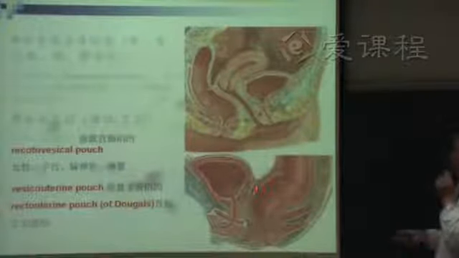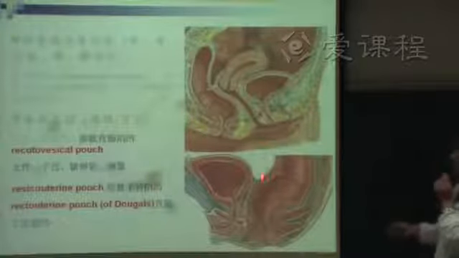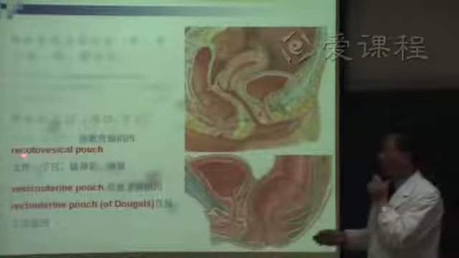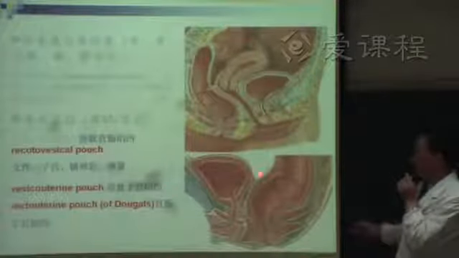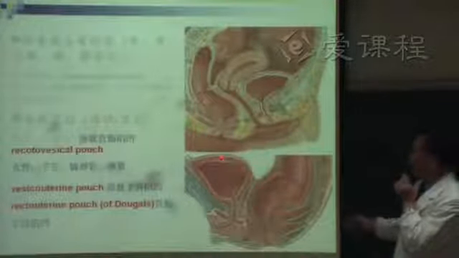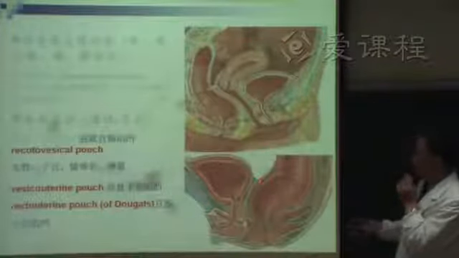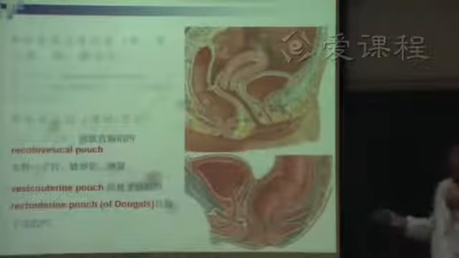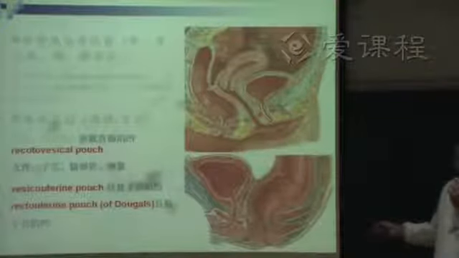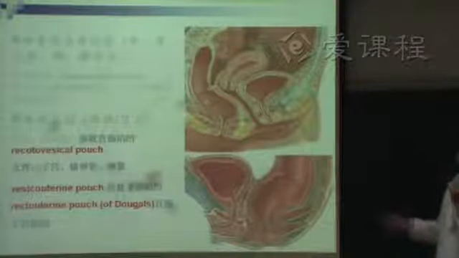And in males, there is only one pouch. It's called the rectovesical pouch. This one, the rectovesical pouch here. Also, it's the lowest position in the peritoneal cavity.